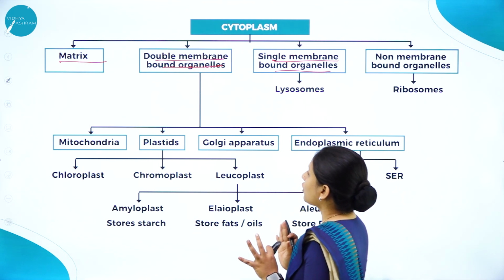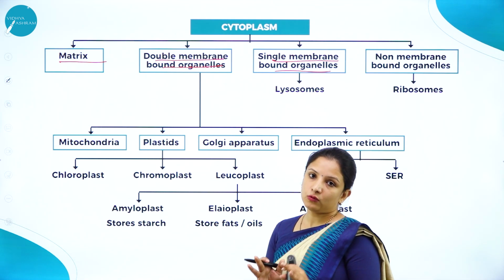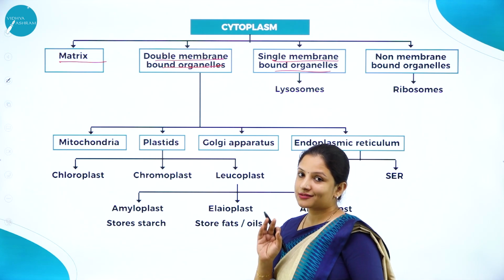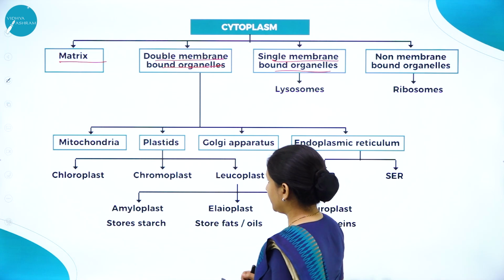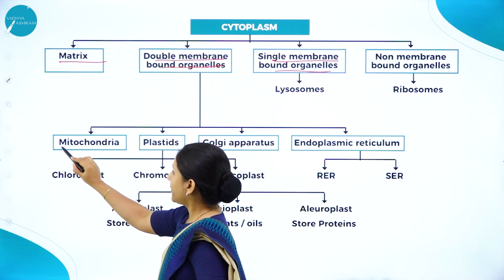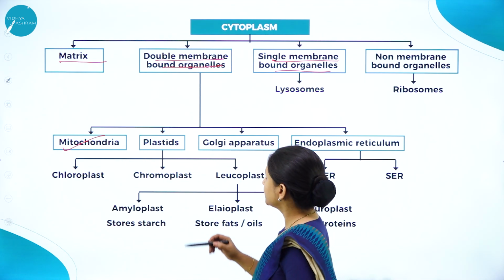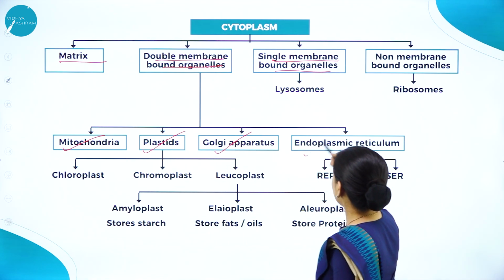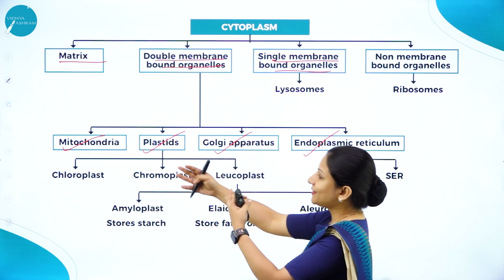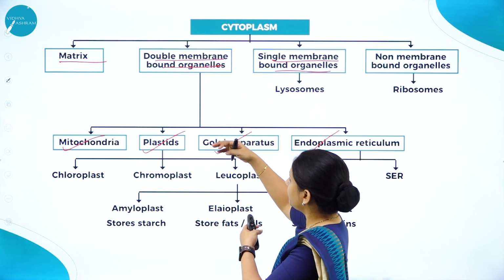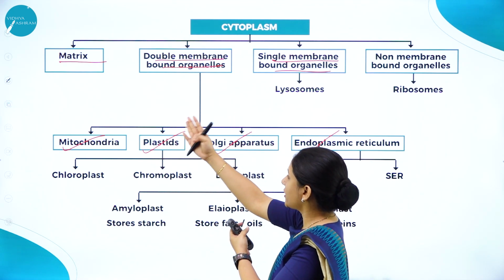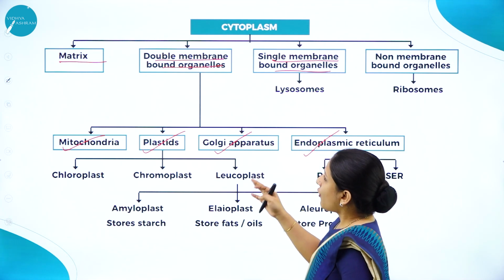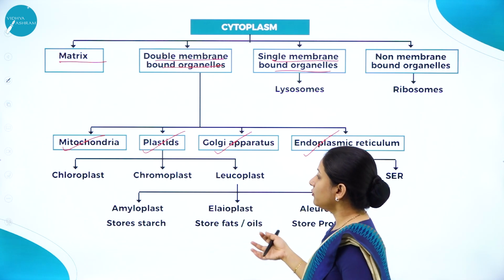Now talking about the double membrane bound organelles, wherein each cell organelle is covered by a double layered membrane. Which are those? They are the mitochondria, which is called the powerhouse of the cell, then the plastids, the Golgi apparatus, and the endoplasmic reticulum. So all these which I have written here under double membrane bound organelles, mitochondria, plastids, Golgi apparatus, endoplasmic reticulum, are double membrane bound organelles.